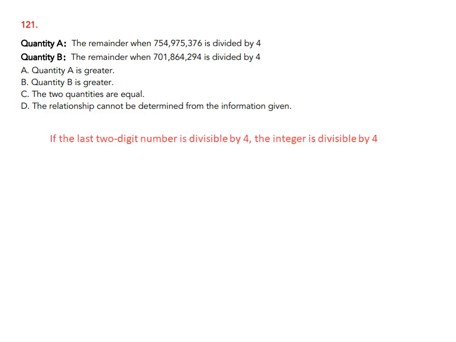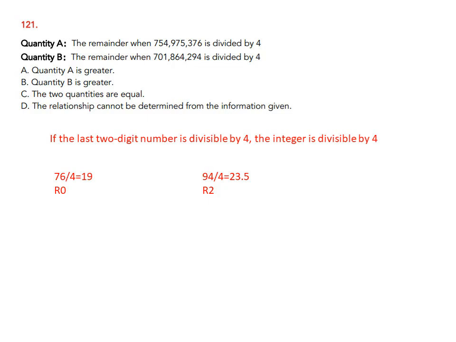Let's see. So if 76 is divided by 4, we get the result 19 and the remainder is 0. So the integer provided in quantity A is completely divisible by 4. Now let's see what is the remainder for quantity B.